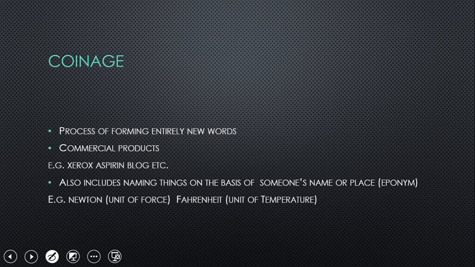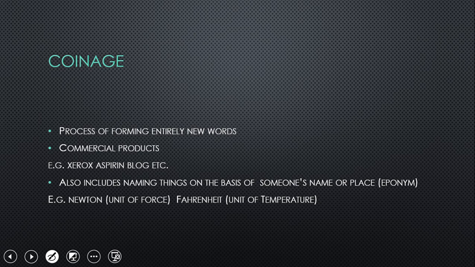Next comes coinage. Coinage is the process of forming entirely new words, and coinage is done for the sake of commercial purposes. For example, a product is formed on a commercial scale. Now you have to name it, so there would be an entirely new word that would be used for that product. For example, if I say Xerox, aspirin, blog, these are examples of coinage. And you can also include eponym in the type of coinage.